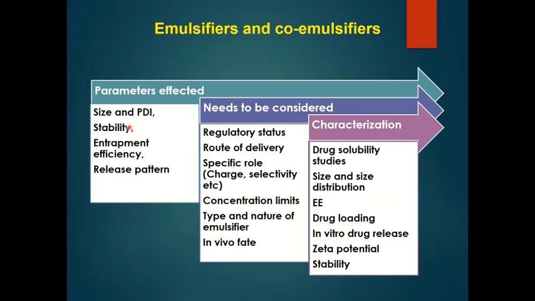And apart from this, another thing we need to consider is whether the surfactant we are using is regulatorily approved. Meaning if you want to export the delivery systems or bring them to the market for clinical application or use by the patient, you need regulatory approval. Like in India, DCGI permission. If you want to export to the US, you need US FDA permission. So the emulsifier used should be approved by the regulators.